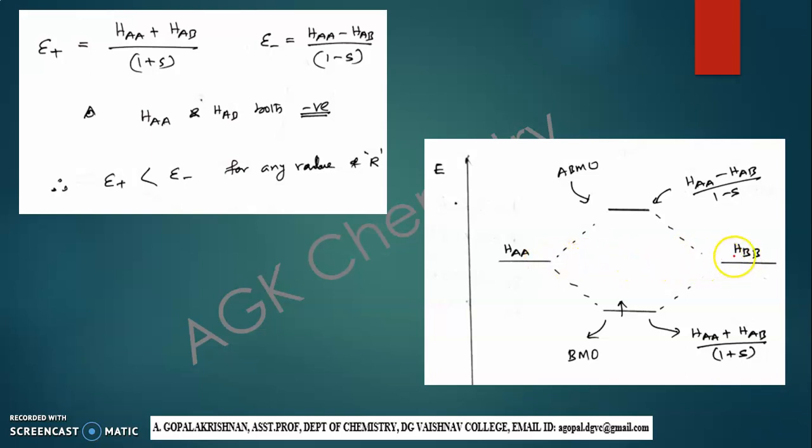When it forms the hydrogen molecular ion, you will get the E plus state and the E minus state, and the energy of the E plus state is this, the energy of the E minus state is this. We call this state the bonding molecular orbital and this state the anti-bonding molecular orbital. The hydrogen molecular ion has 1 electron, therefore that 1 electron will occupy here, and since it has only one electron, it should be paramagnetic. This is the electronic energy for the hydrogen molecular ion.